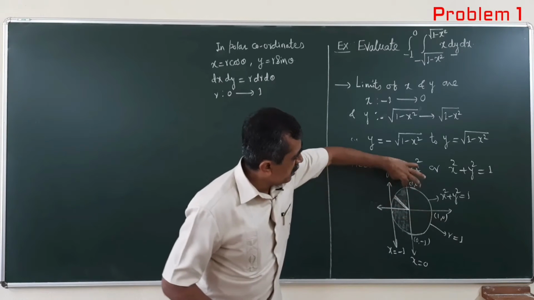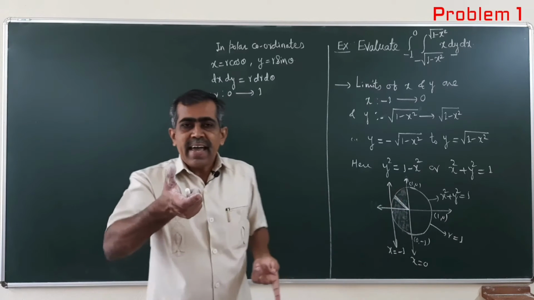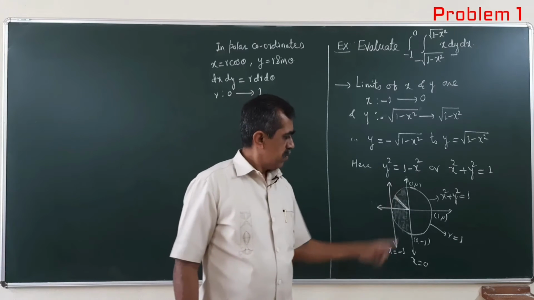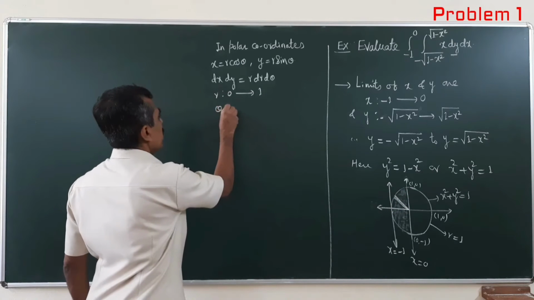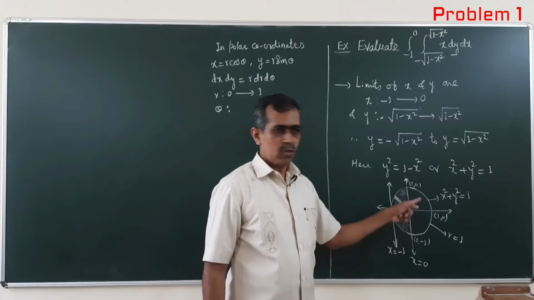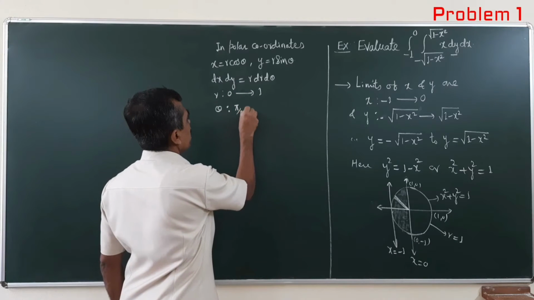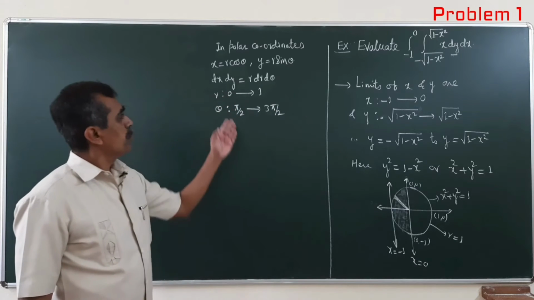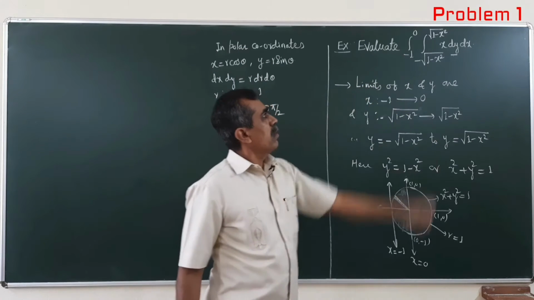So when we move this strip from this point to this point, what is the angle through which theta will go? Theta will travel from, here is theta pi by 2, here pi, and here is 3 pi by 2. So theta will move from pi by 2 to 3 pi by 2. So these are the limits of r and theta. Now you go for the integral.